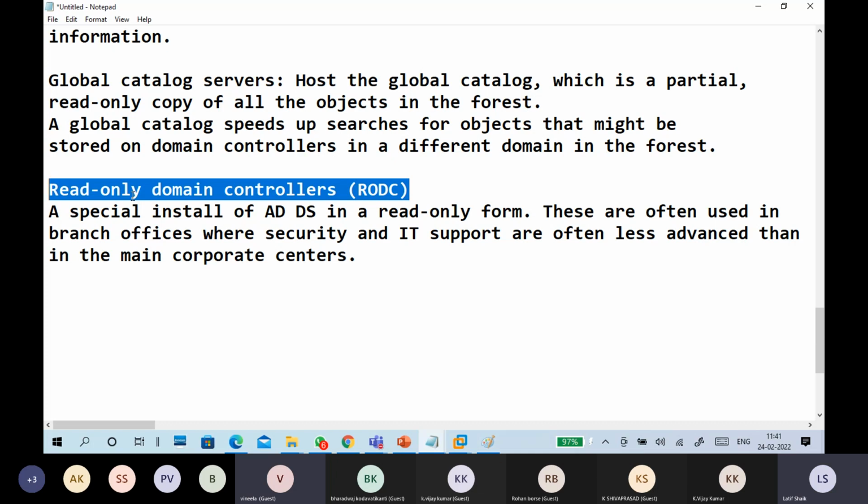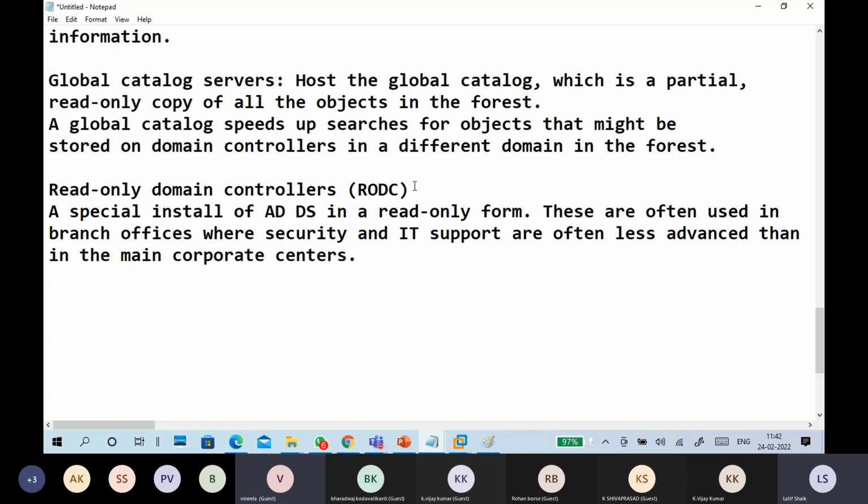Okay. Next one is the read-only domain controller. Three things are there always: domain controller, additional domain controllers, and read-only domain controllers, RODCs. In 2008, these three things were introduced: domain controller, additional domain controller, and RODCs. So what is the advantage of this RODC? Domain controller and additional domain controller are the same.